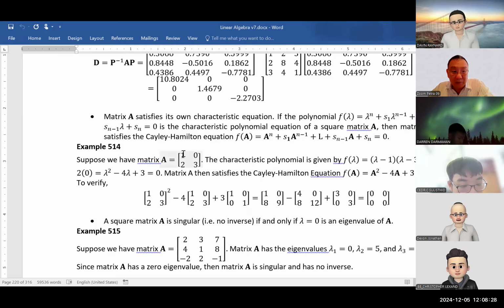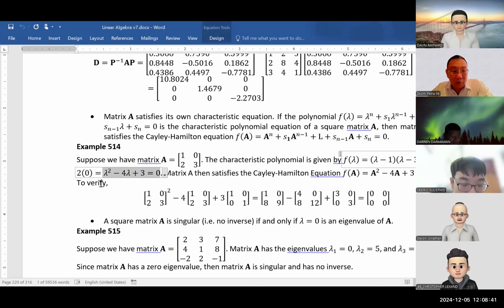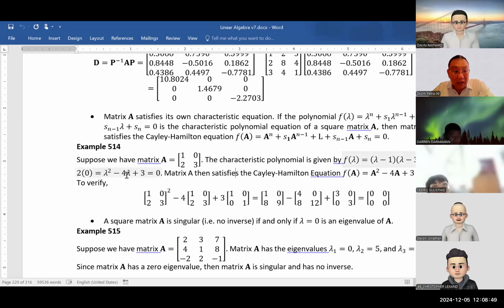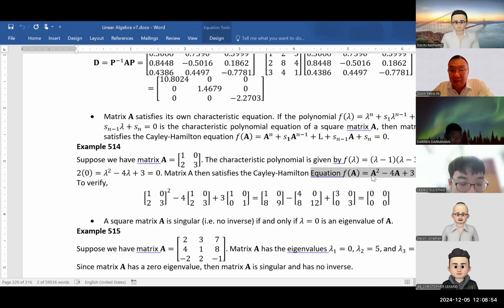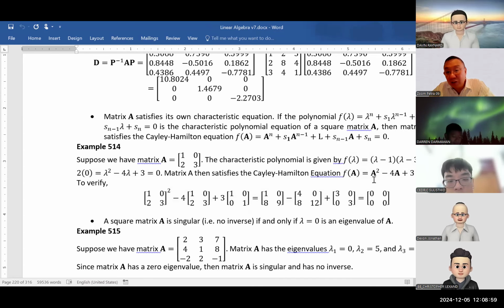So let's give an example. Suppose you have this matrix. You calculate the characteristic polynomial, and you get this equation. Now all you need to do is change the lambda with A, so you will have A squared minus 4A plus 3. If I know the characteristic equation, the lambda I can change with A.